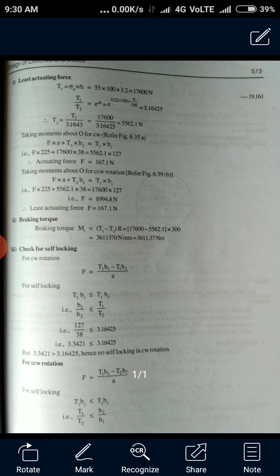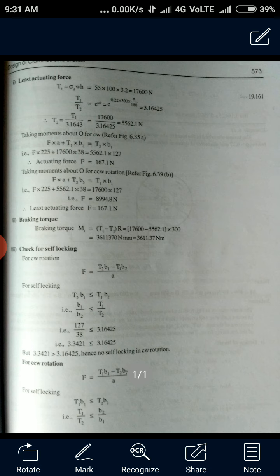So case 3, we have to calculate the self-locking. We have to do it for both clockwise as well as anti-clockwise directions. So take case 1, the clockwise direction. As I told you, write it as equation 1. For clockwise, what is the braking equation? F into A plus T1B2 equal to T2B1. Modify this equation: we can write F equal to T2B1 minus T1B2 divided by A. So for self-locking, in the numerator we have T2B1 minus T1B2.